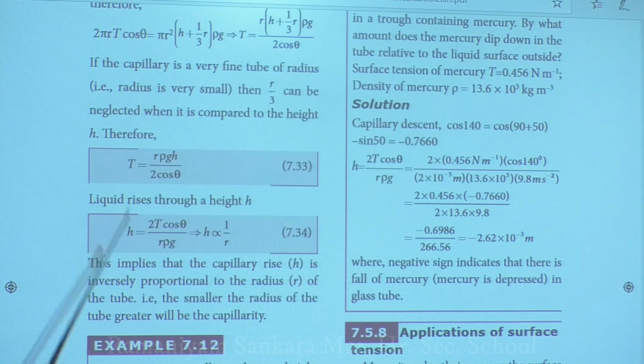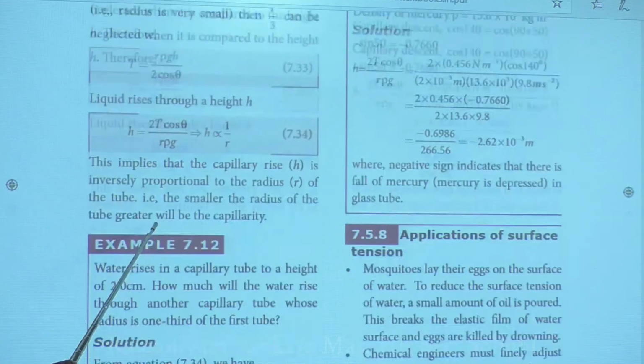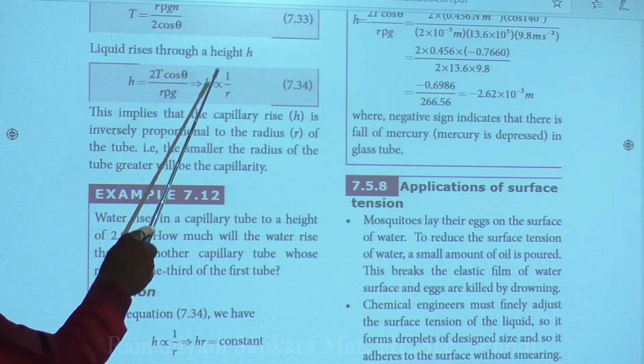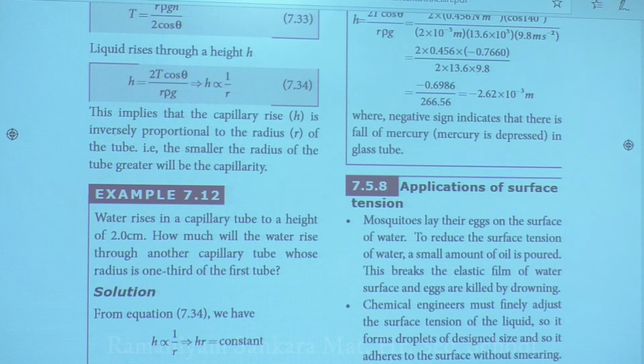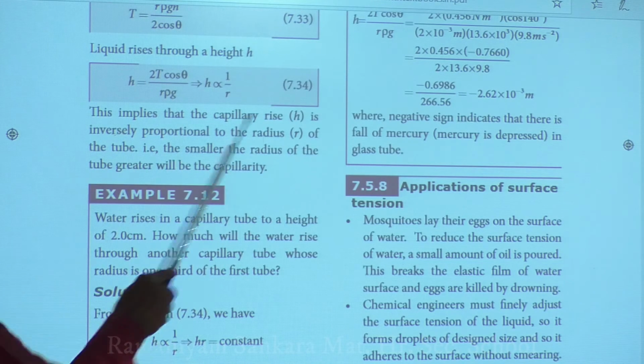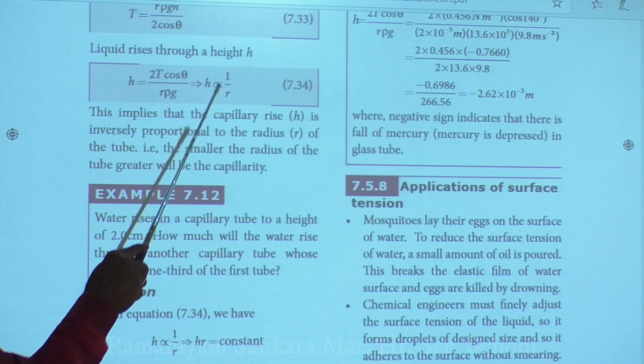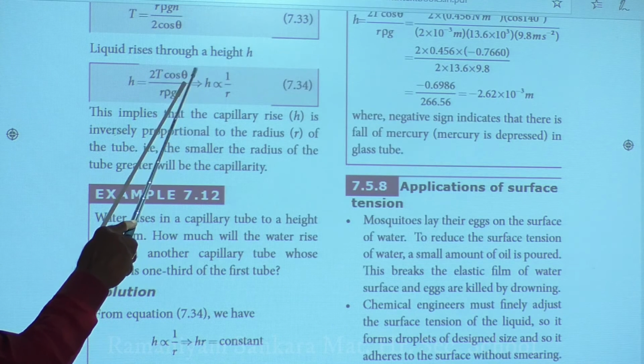Liquid rises to a height h above. Okay, h is proportional to what? 1 by r. These 2 T cos theta and rho g are constant. So h is proportional to 1 by r, which is inverse variation. When r increases, h decreases. R means the radius of the capillary tube; when it increases, the rise or fall will decrease. That implies the capillary rise is inversely proportional to the radius of the tube. The smaller the radius of the tube, the greater the capillary rise, because when r in the denominator is greater, the whole value will be lesser.